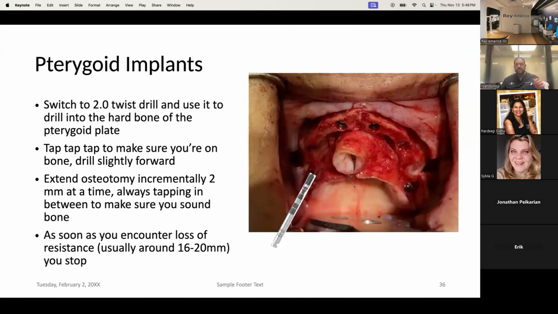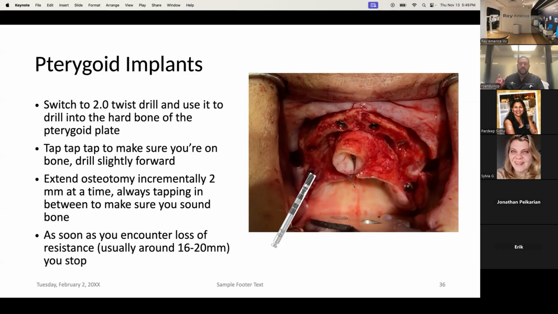After I reach that hard point, then I want to go back into the osteotomy with a drill and actually puncture through that plate a little bit. And the reason for that is I want the apex of my implant to engage and actually go through and perforate the plate, because as I tighten the implant down, I'll increase the torque.